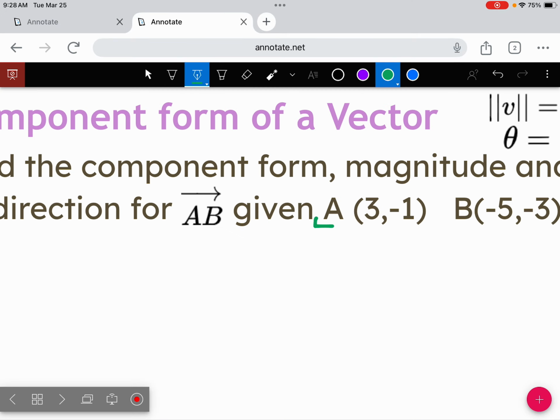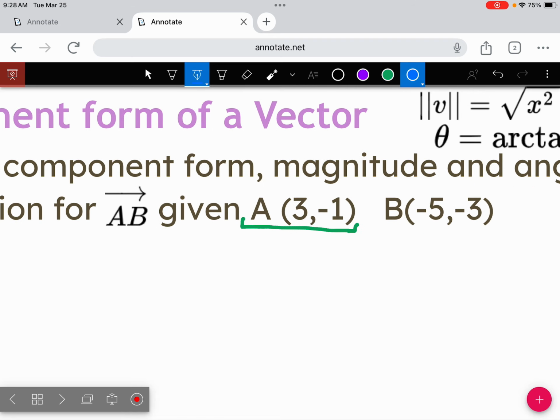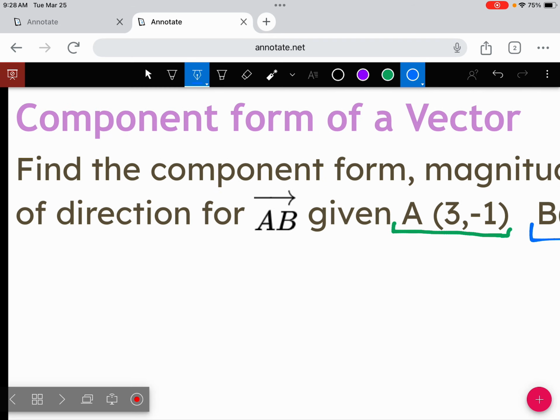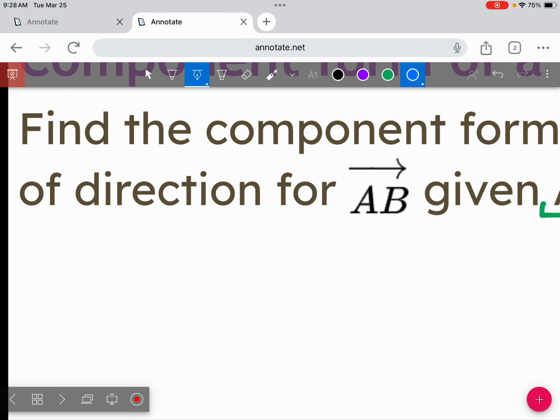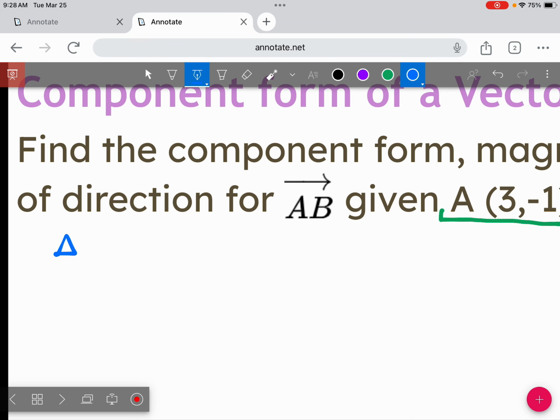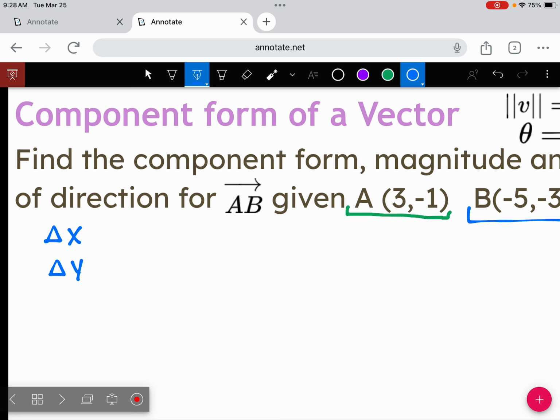All right, so we've got our initial point right here, and we've got our terminal point over here. So we're gonna find our component form by finding the difference between them. So to get the component form of our vector, we need to find the change in our x's and the change in our y's. That's what the little triangle means, the delta, it's the change in.